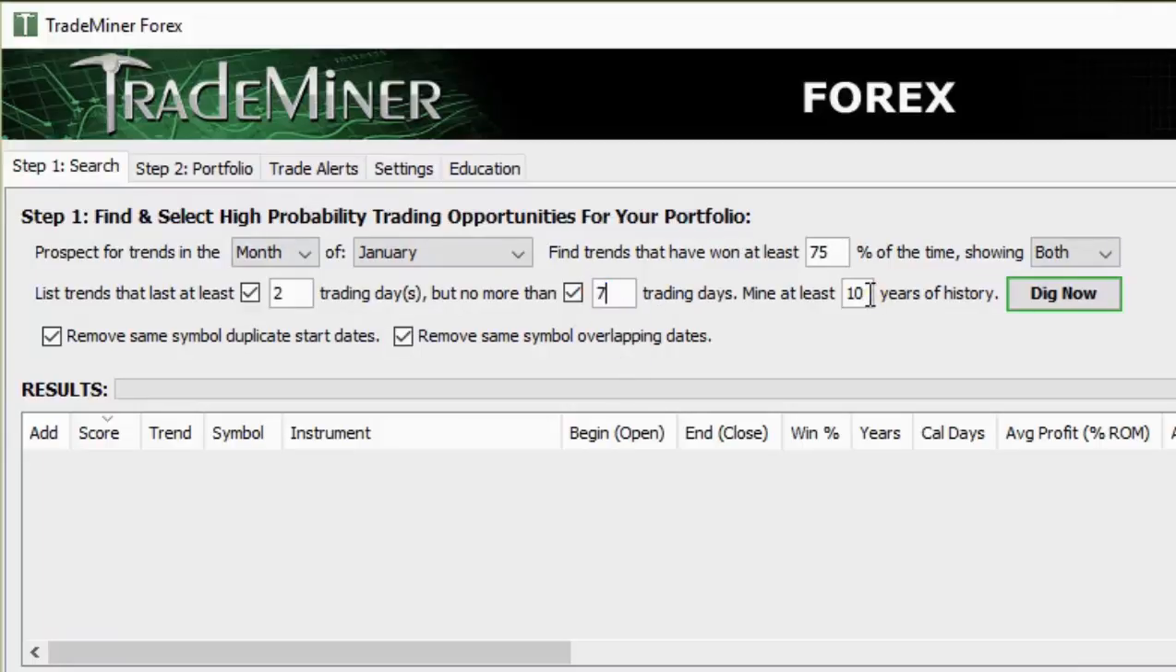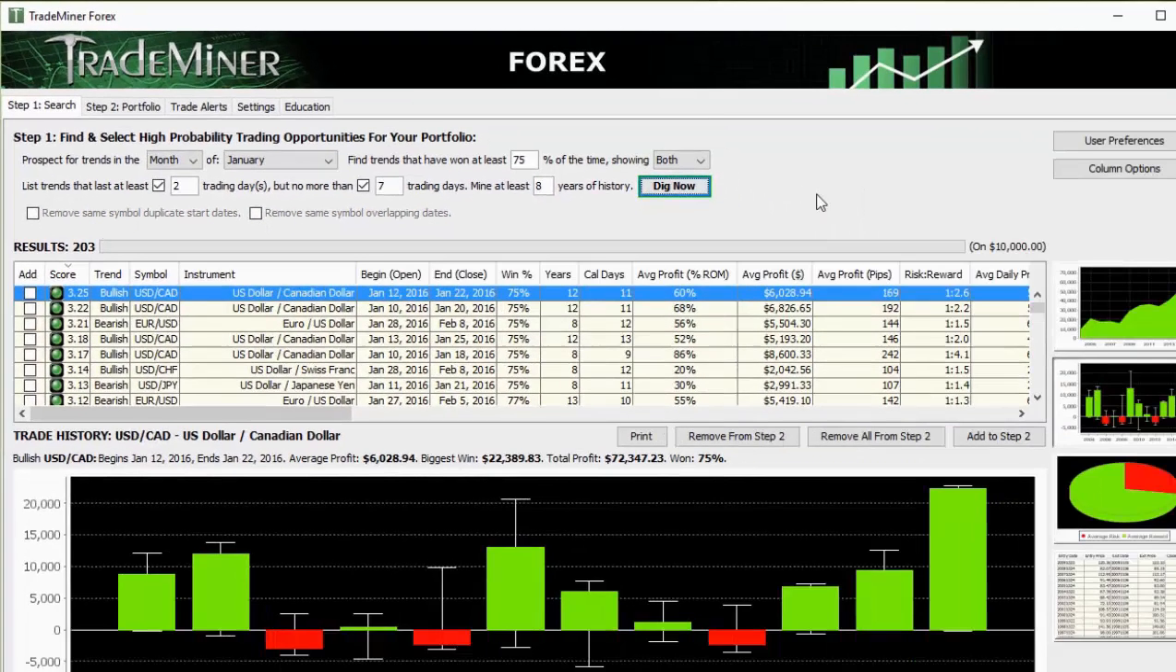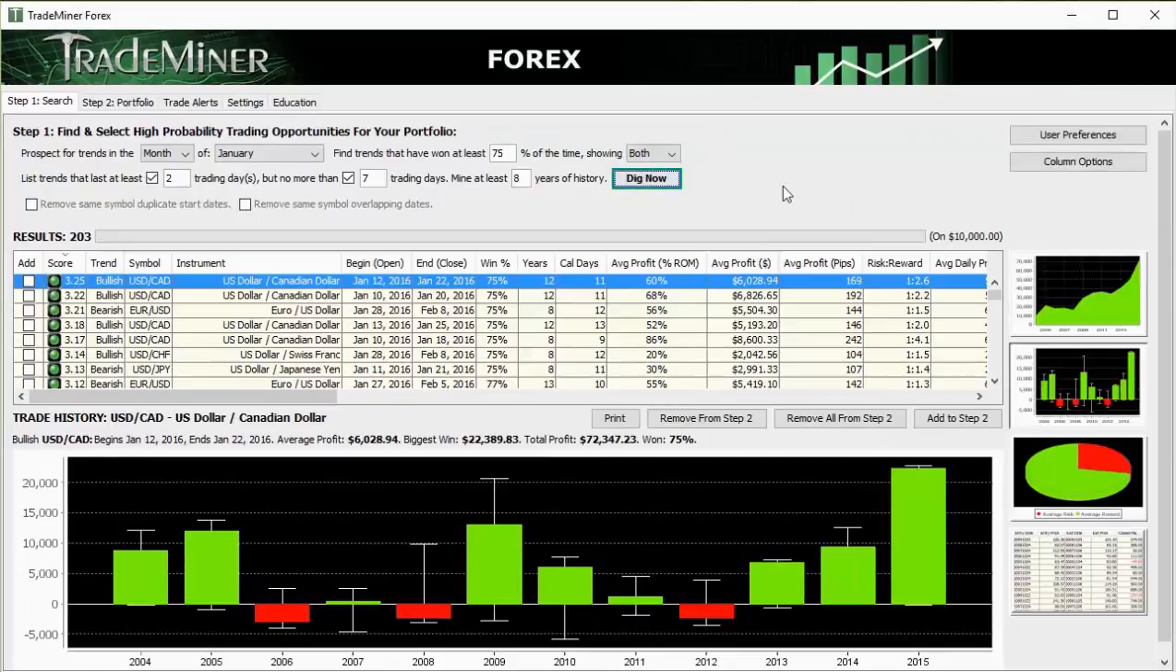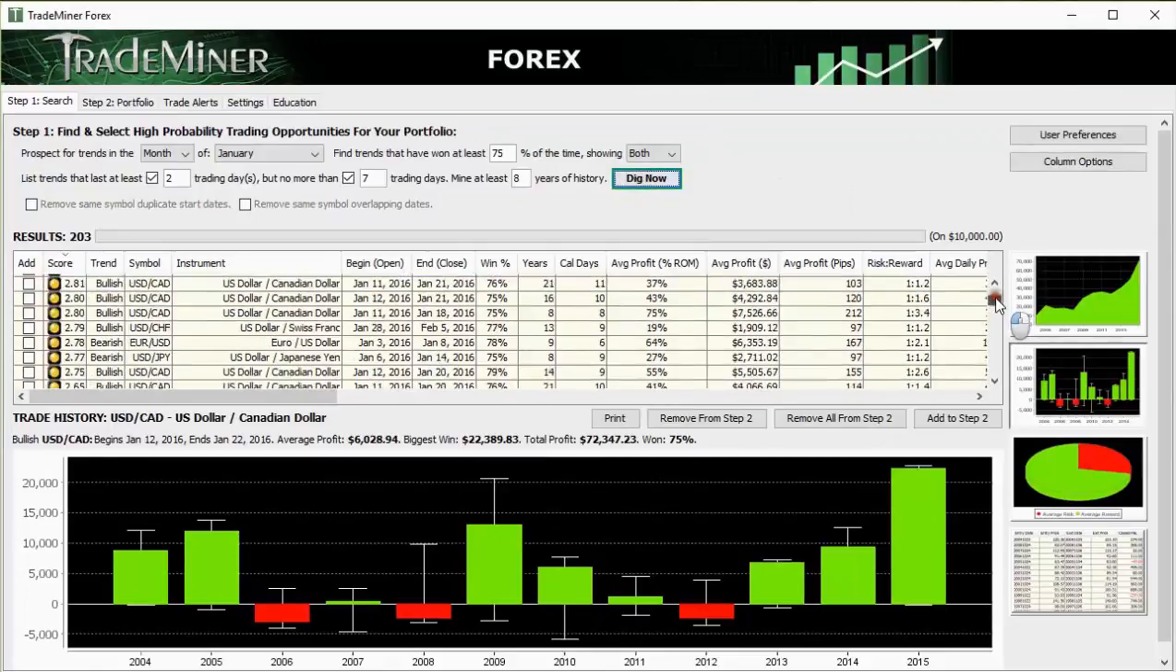And let's mine at least, and let's start looking back here. Let's go back at least 8 years of history. If we don't get enough results, we can drop this down to 6 or 7 years. Now I'm going to turn off the same symbol duplicate start dates and the overlapping trade dates. When we do this, we get a nice list of the different instruments, the different currency pairs. We can then scroll down through the list and find the best trading opportunities for any given week.